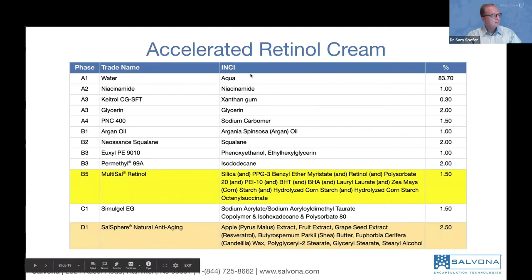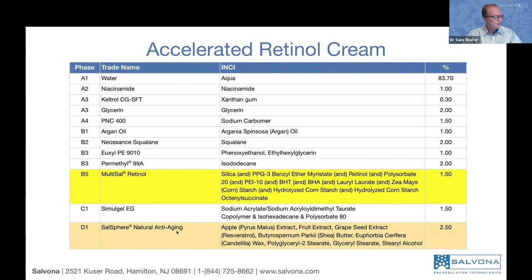So accelerated retinol, you see it has about 83% water, 1% niacinamide, the thickener is xanthan gum. It also has carbomer. And it also has other kinds of natural ingredients. Of course, you don't have to use exactly the same. You can use other materials. What we recommend here is to use Multicell Retinol at 1.5%. In case of cream, we use a higher concentration than in a lotion. And lotion is a higher concentration than a serum. So it depends what is the final product. So this is our retinol formula, and Salsphere Natural Anti-Aging contains the apple extract and grape seed extract, and like resveratrol and other ingredients to protect the polyphenols, and we use them at 2.5%.